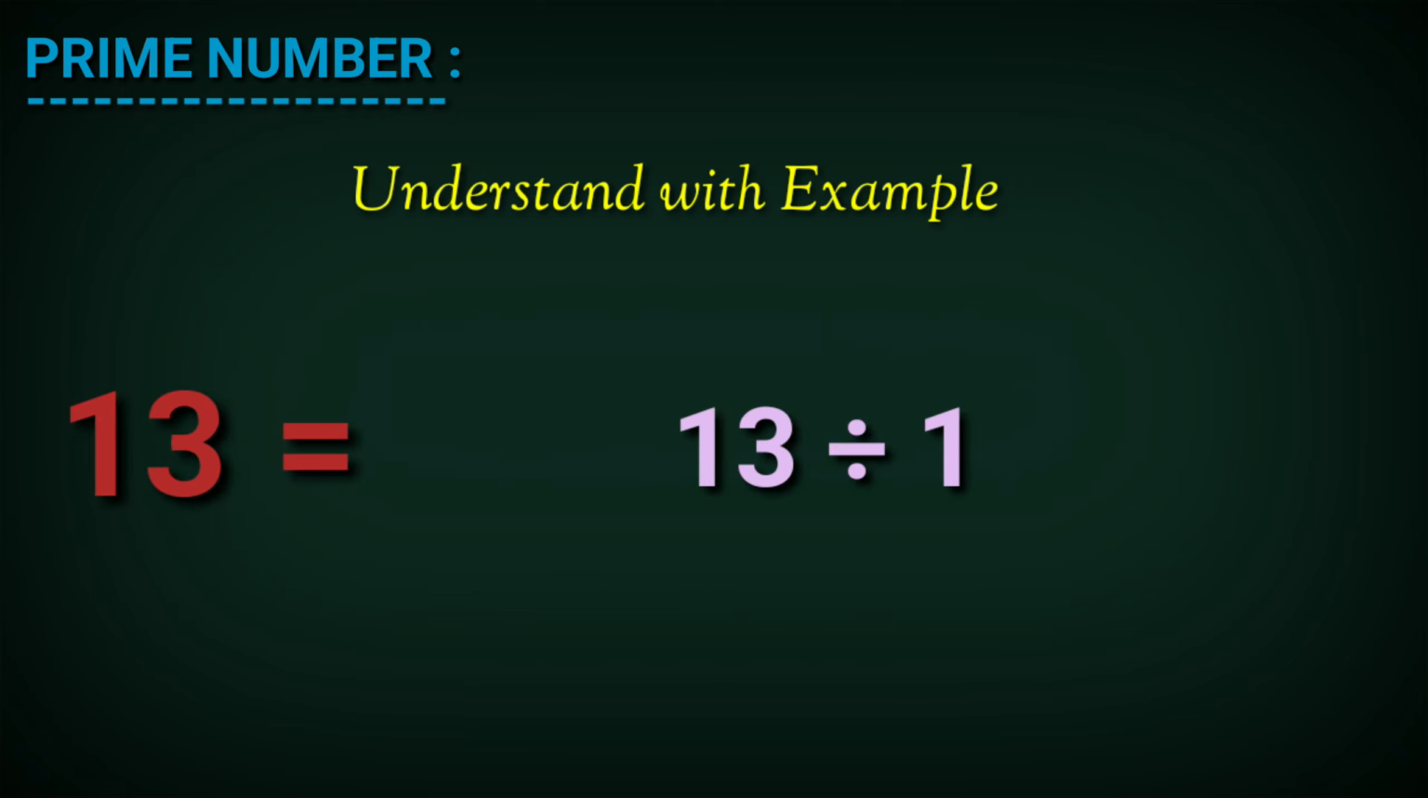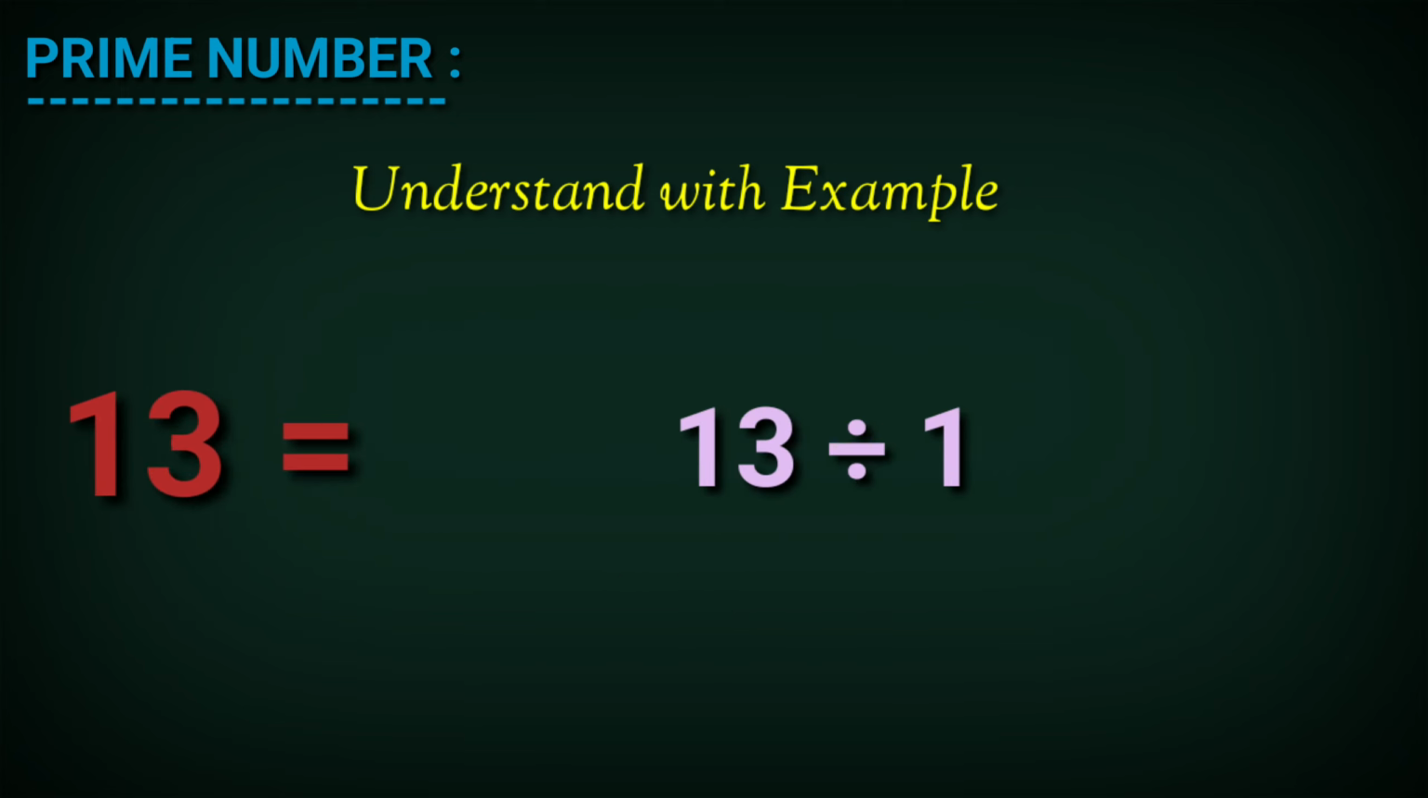Let's move to the next mathematical terminology, that is known as composite number. Composite numbers are such numbers that have more than two factors. In other words, we can say that composite numbers are the opposite of prime numbers. Let's understand with an example. 4, 6, 8, 9, 10, 12, 14, 15 and so on.